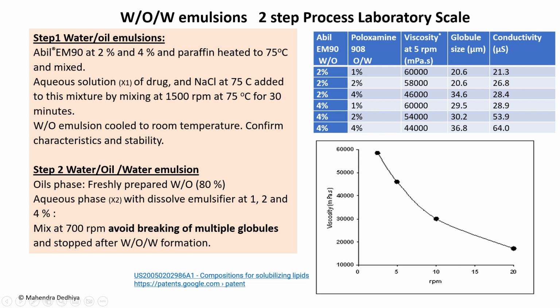The two-step process at lab scale has an experimental design in which the water and oil emulsifier Abil EM90 was used at two different concentrations, and poloxamine, the external water, oil, water emulsifier, at 1, 2, and 4% was used.